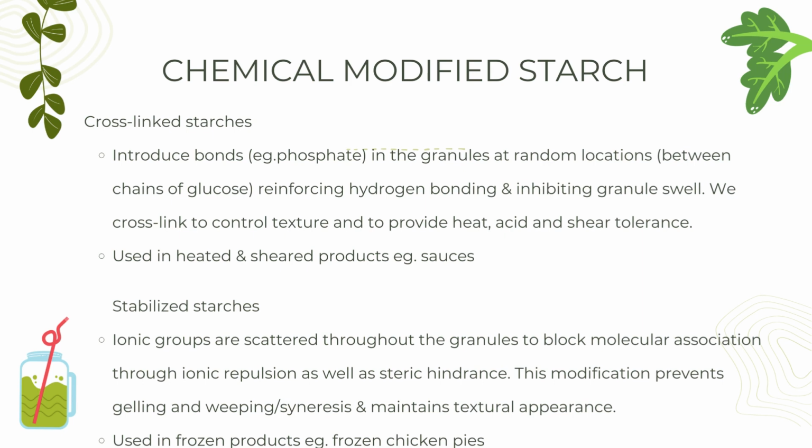Next example is stabilized starches. Ionic groups are scattered throughout the granules to block molecular association through ionic repulsion as well as steric hindrance. This modification prevents gelling and weeping or syneresis and maintains textural appearance. It is used in frozen products such as frozen chicken pies.